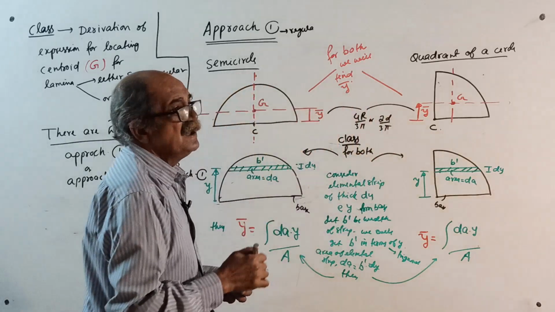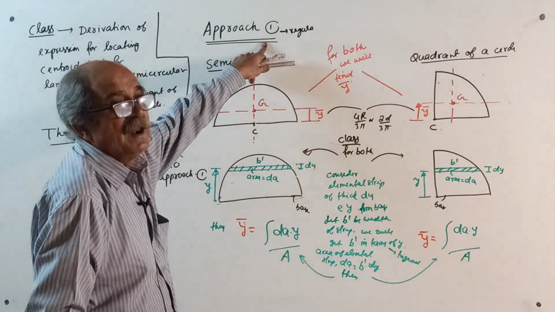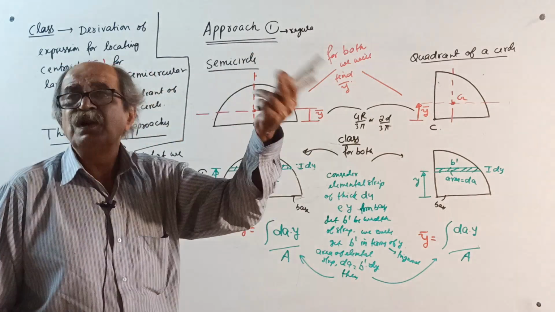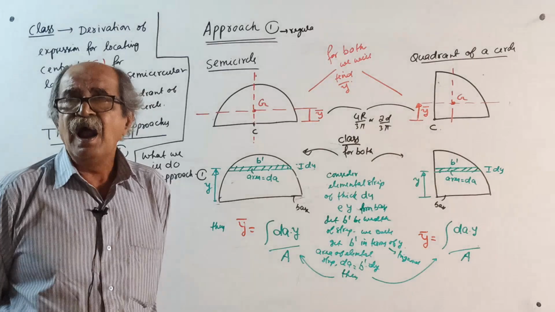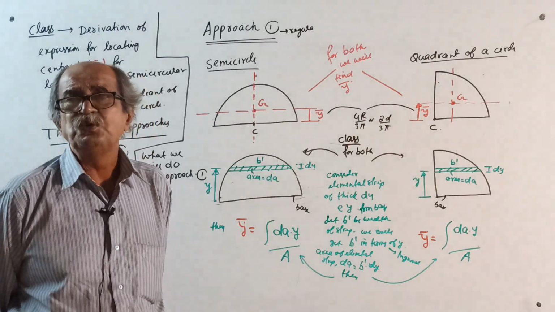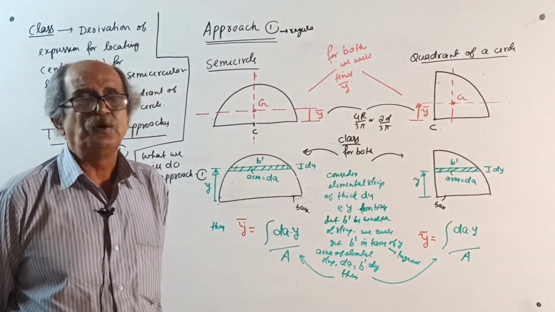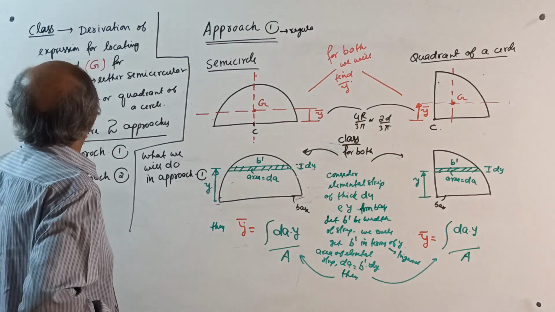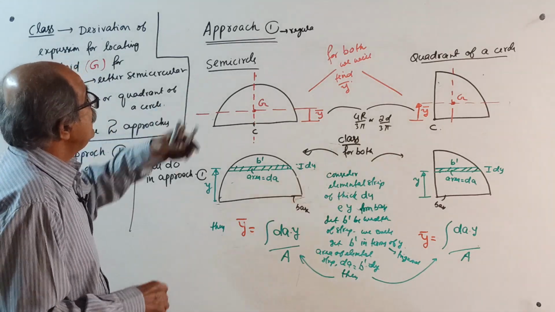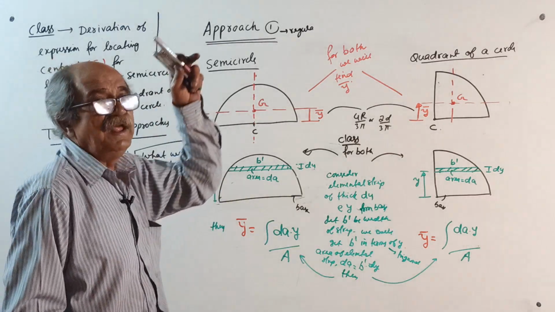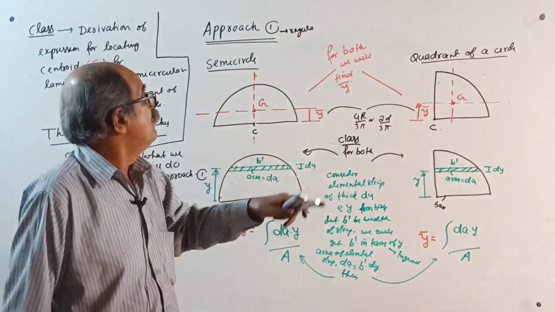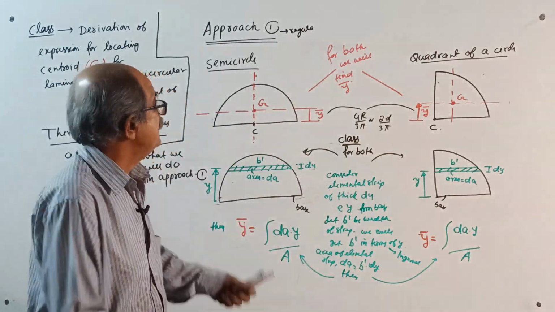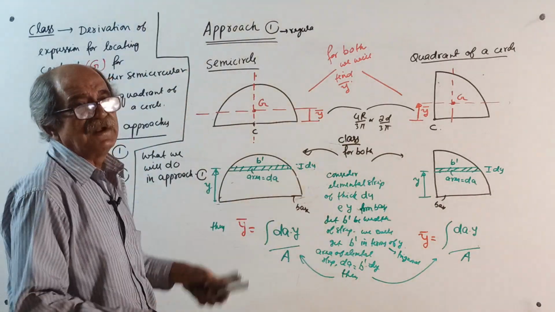This is the traditional approach, approach number 1. This I will complete in the next class. There will be one more class, with the title alternative approach, or approach 2, for the derivation. Later when I go to approach 1 for semicircle and quadrant, I will not tell all this again. I will just write: let us consider an elemental strip, etc.